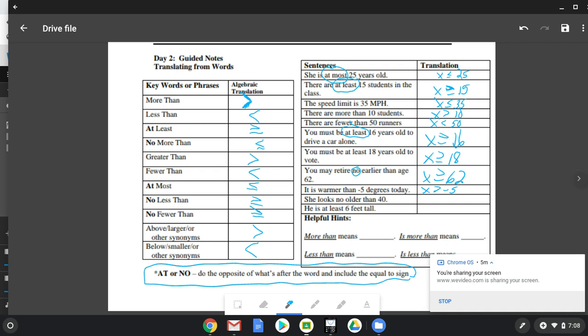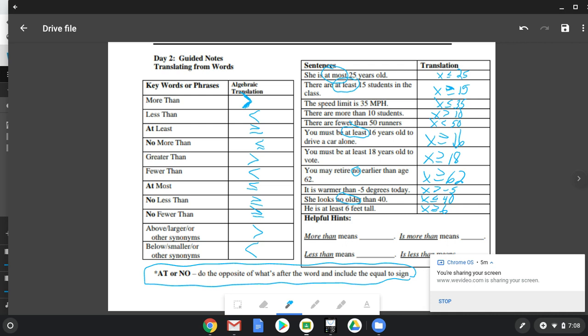She looks no older than 40. So older would be greater, but because of the word no in front, we're going to do the opposite. So it'd be less than or equal to 40. So that's the most she's looking. So she's looking underneath 40 essentially, because there's no older than. He is at least 6 feet tall. So that means he's bigger than 6 feet. The keywords at least tell you it's greater than or equal to 6. So that's the translation part that you're going to be working on tonight.